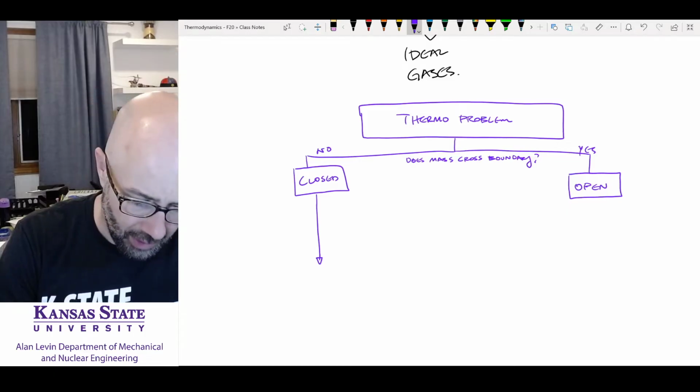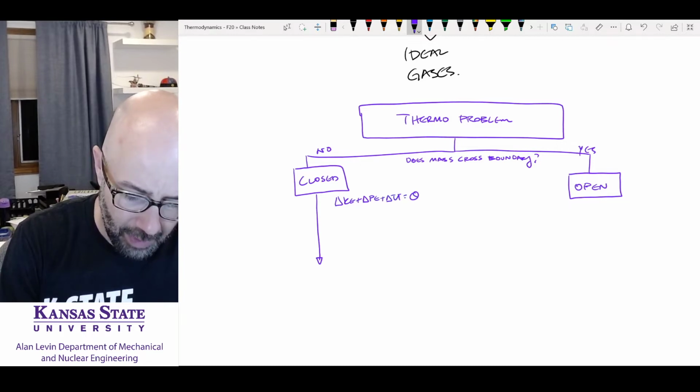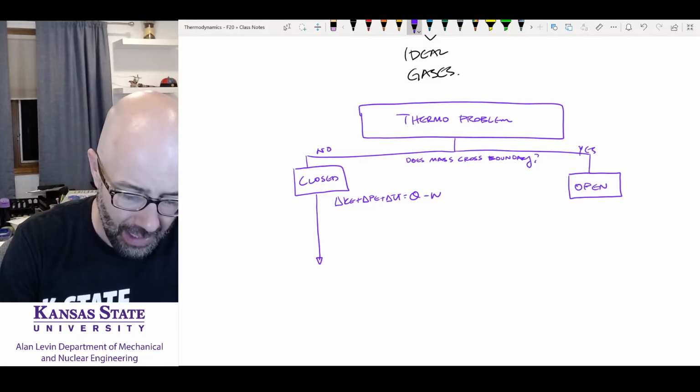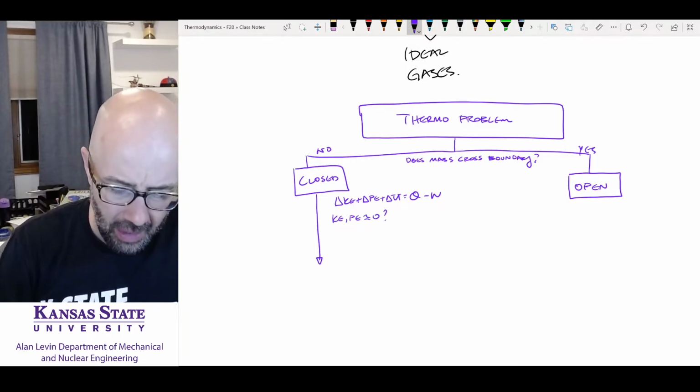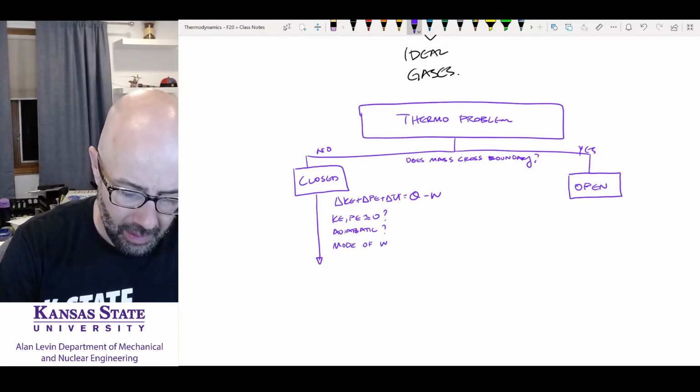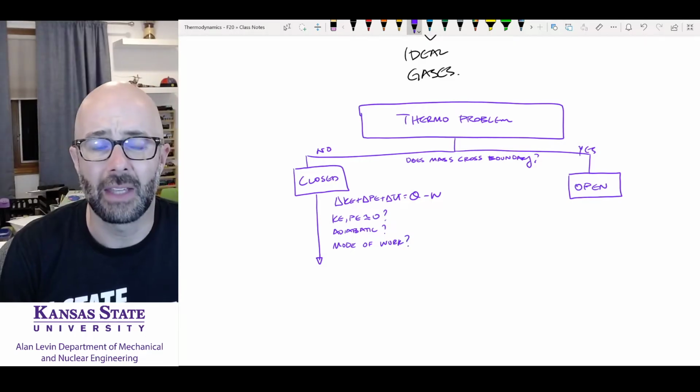you're gonna write the first law. You're gonna say delta KE plus delta PE plus delta U is equal to Q minus W. And you're gonna ask yourself a whole bunch of questions. You're gonna ask yourself about KE and PE: do they go to zero? You're going to ask yourself, is it adiabatic? You're going to ask yourself the mode of work. Okay, you're going to ask yourself lots of things there.